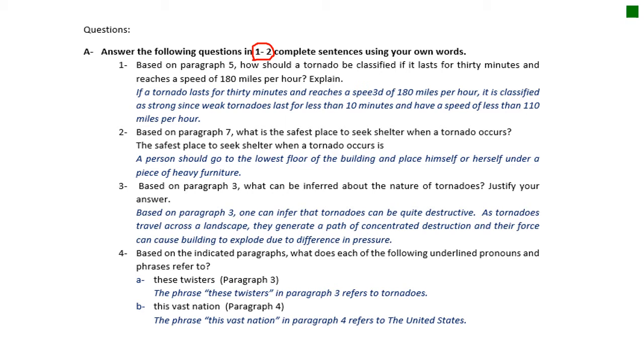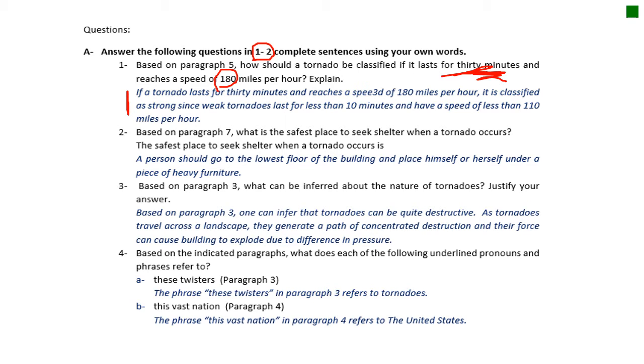They told us if it is weak, it's less than 110 miles an hour and lasts less than 10 minutes. If it's strong, it's 205 miles an hour, the speed, and it could last more than 20 minutes. So this could be classified as strong. Weak ones only last less than 10 minutes and 110. However, this is 180 miles and it lasts for 30 minutes, which is a lot of time. Therefore, it is classified as strong, as the answer here shows.